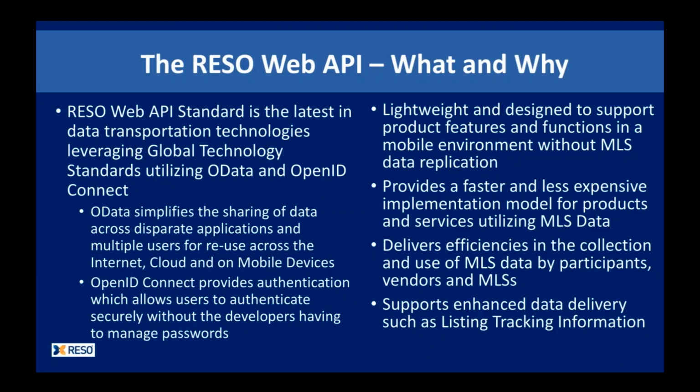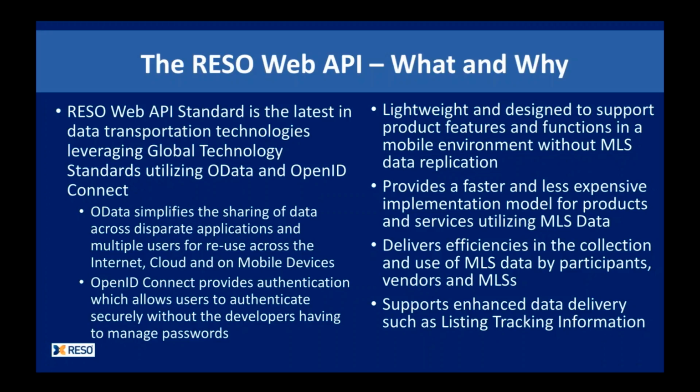From the RESO perspective of benefits to the MLS, the RESO Web API is very lightweight in nature. It's designed to support product features and functions in a mobile environment without having to replicate MLS data. Many times your mobile application would only need to pull a small set of data, and it would not want to pull the entire MLS data set onto a mobile device such as an iPhone or an Android phone.